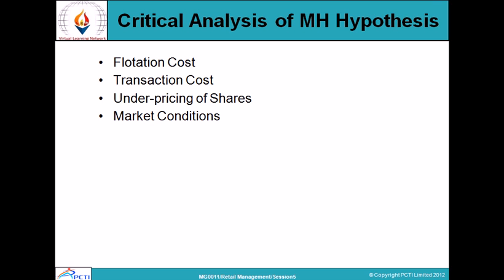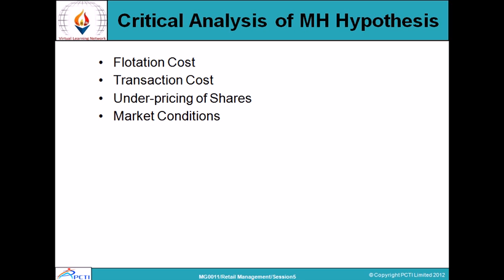Second is transaction cost. This is another assumption which implies that there are no transaction costs. Like, what are the transactions we do in a company? Like brokerage involved in the capital market, which is a main criterion, and it assumes that there is no cost associated with the sales of securities by investors.